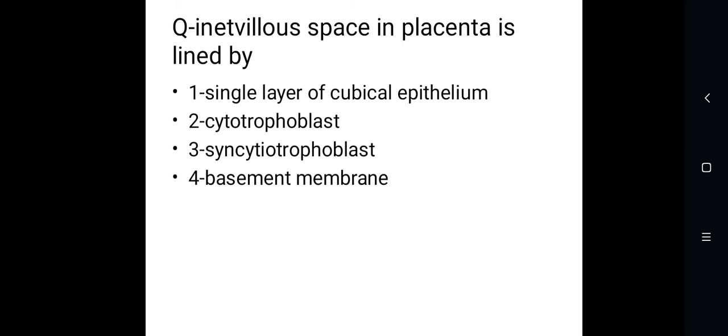The intervillous space in the placenta is lined by... we know that the intervillous space is filled with maternal blood. Is it lined by a single layer of cuboidal epithelium? No. Cytotrophoblast? No. Syncytial trophoblast? Yes. In my previous video, I explained in detail that the intervillous space is lined by syncytial trophoblast on all sides, and it is called villous trophoblast. There are two types of trophoblastic tissue, villous trophoblast and extravillous. The villous trophoblast lining the intervillous space on all sides is syncytiotrophoblast.